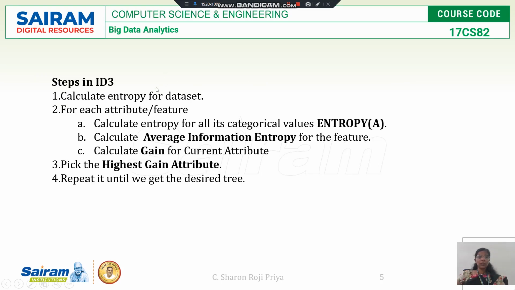So my first step is to calculate the entropy for the complete data set. Then for each attribute, calculate the entropy for its categorical values. Then calculate the average information entropy and then calculate the information gain. Information gain is the entropy calculated for the complete data set minus the average information entropy. Then compare the information gain for all the attributes. Whichever attribute has the highest information gain will be selected as the root node. This is my first iteration.